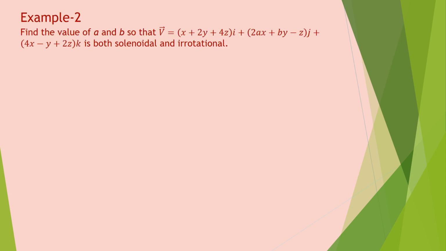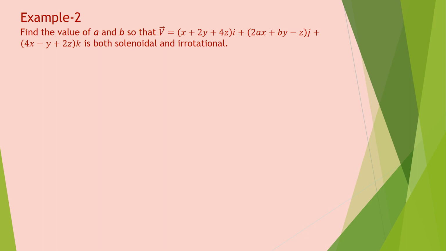Now let me explain another example. Example 2: find the values of a and b so that vector v = (x + 2y + 4z)i + (2x + ay... by − z)j + (4x − y + 2z)k is both solenoidal and irrotational. So given vector v is both solenoidal as well as irrotational, we have to find the values of constants a and b. So how can we find the values of a and b?